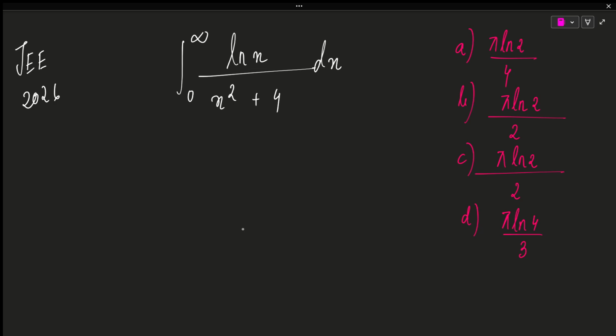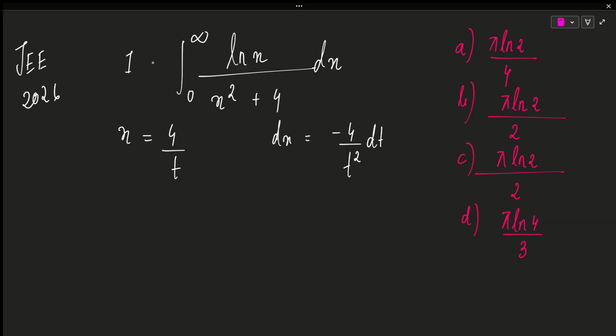So, hello everyone. We are here with some JEE questions of April attempt, last few shifts. So we have this question: the integral from 0 to infinity of ln x upon x squared plus 4. Over here, if you let x as 4 upon t, then dx will be what? Minus 4 by t square dt.